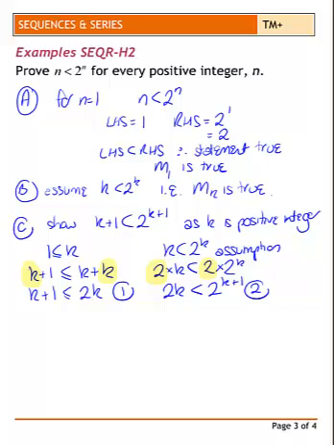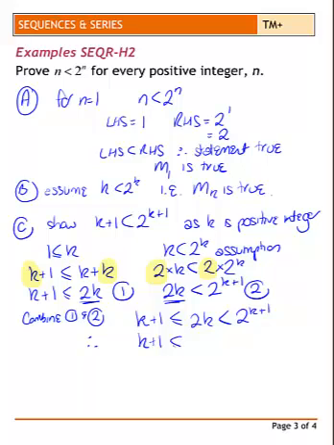From there, if we combine equations 1 and 2, and we can do that because we have 2k here and we have 2k here, we get that k plus 1 must be less than or equal to 2k, which must be less than 2 to the k plus 1. So I've just combined those two statements. Therefore, k plus 1 must be less than 2 to the k plus 1. I've just taken this must also be less than this.